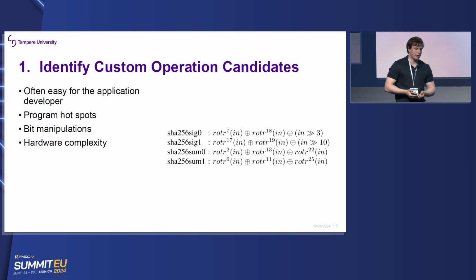In the case of the secure hash algorithm, there are four interesting candidates, and nowadays these are actually part of a standard extension. So there are these sigma and sum functions that combine these rotations, XORs, and shifts. And these are quite interesting for ASIPs because the hardware complexity of these operations is very low, but if you were to compile this down to the standard ISA, it would be fairly complex already. And these operations form hot loops in the program because they're invoked a lot.